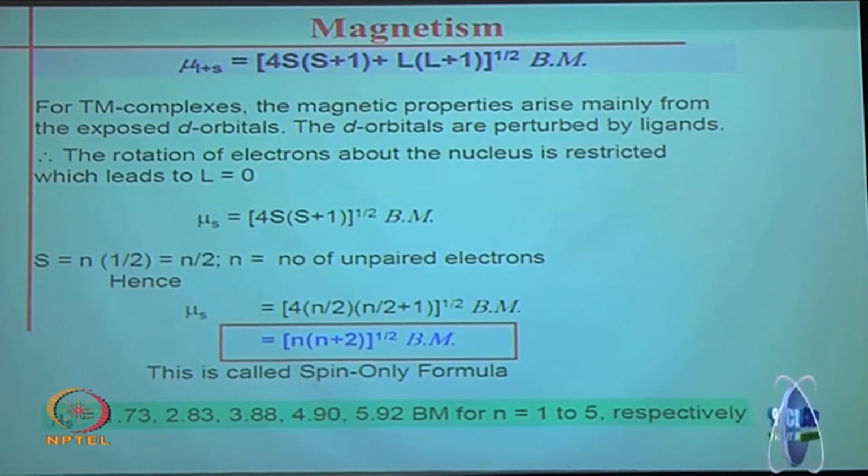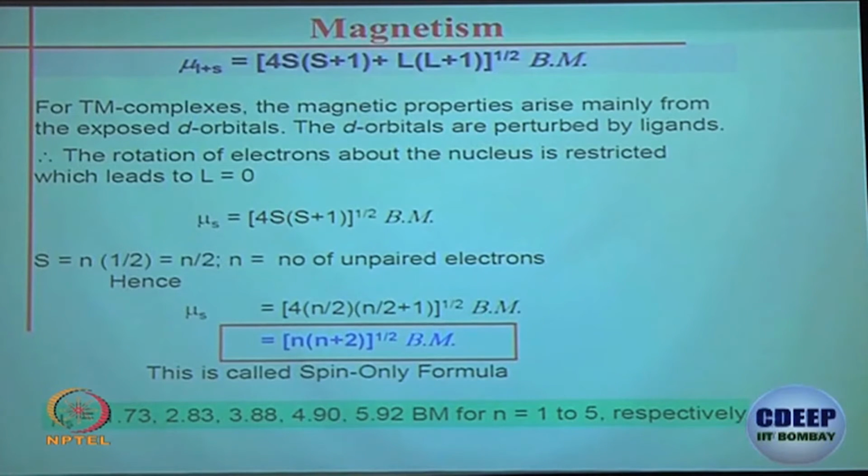So total S equals the number of unpaired electrons divided by 2, or you can convert this equation by putting the number of unpaired electrons, it becomes the root of n times n plus 2. Simple. That is what you need to remember. I think you have studied it before. N multiplied by n plus 2, the root of that.